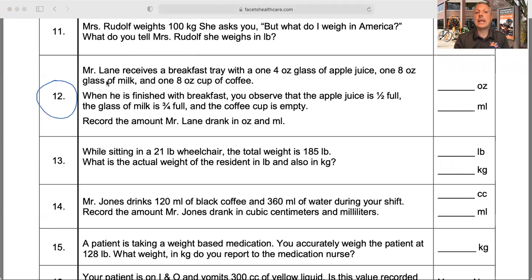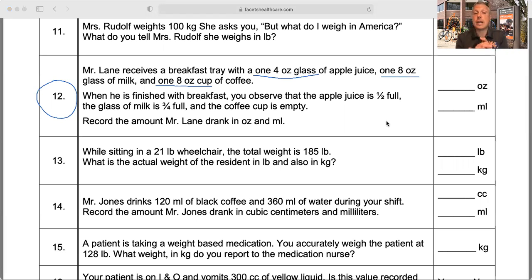We have Mr. Lane that receives breakfast with a 4-ounce glass of apple juice, just one 8-ounce glass of milk, and 1 8-ounce cup of coffee. So everything is one. So we know it's a 4-ounce glass of apple juice, an 8-ounce glass of milk, and an 8-ounce cup of coffee. But we do not know if Mr. Lane drank all of it.